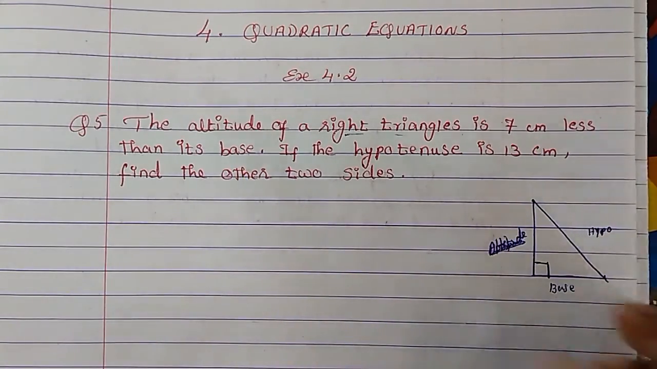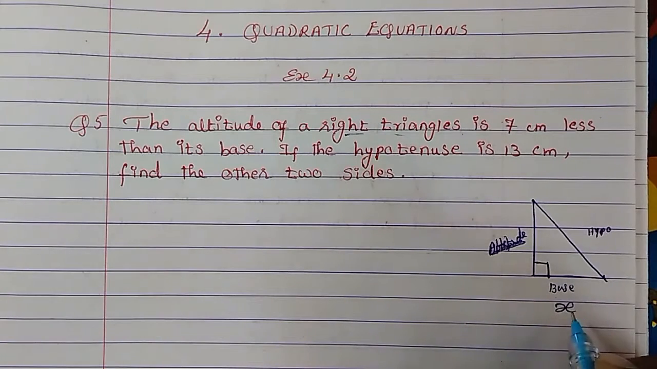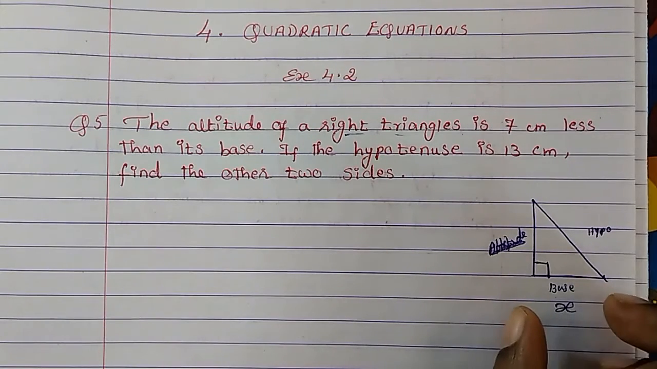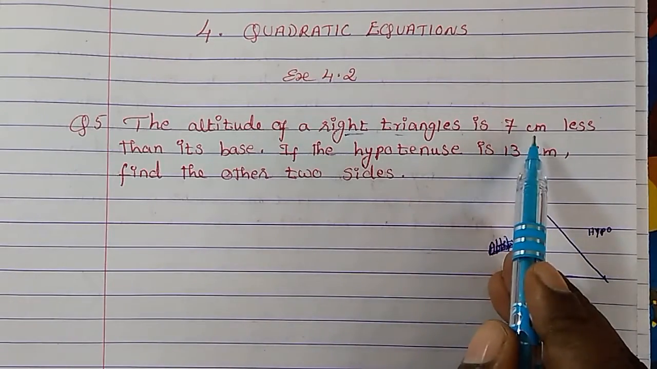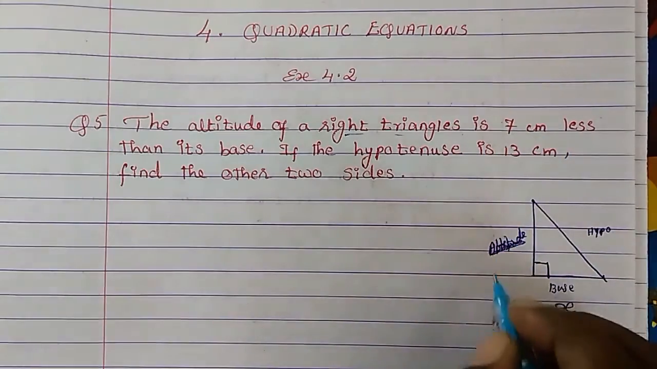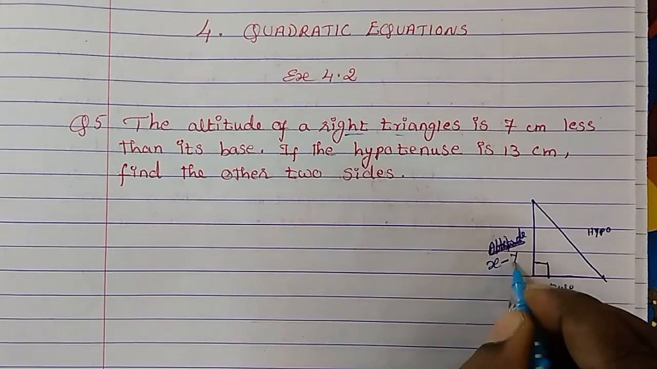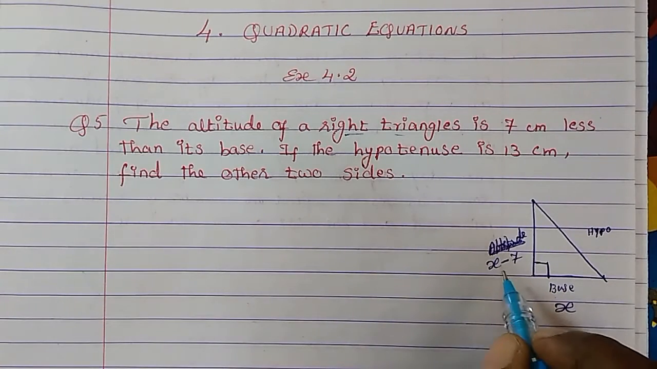So base is how much? We don't know. So let's keep base as x. Whatever may be the base, we'll keep it x. So that means altitude will be how much? 7 centimeters less than its base. That means from whatever the base is, it will be 7 centimeters less.